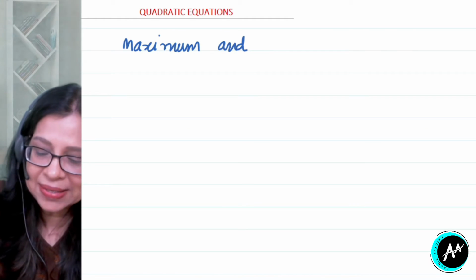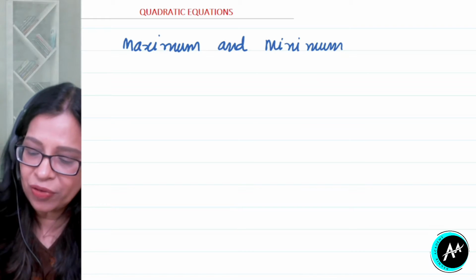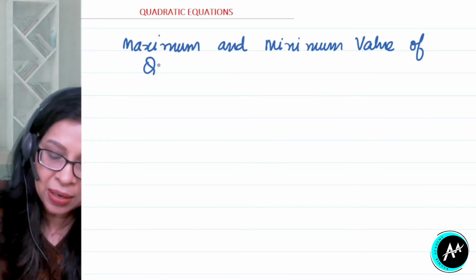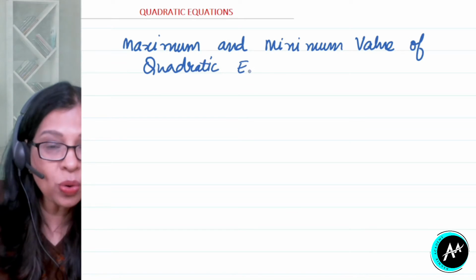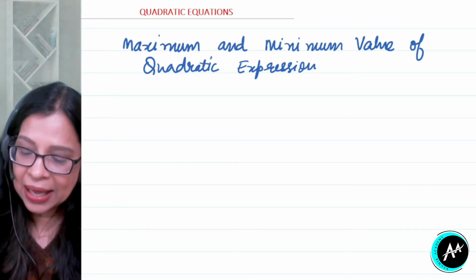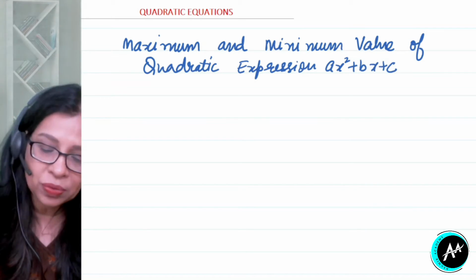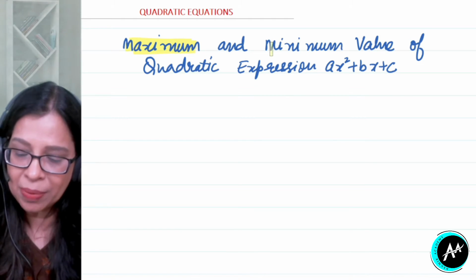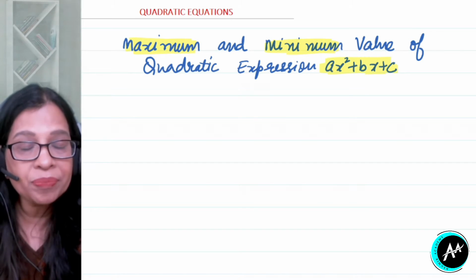Alright, so maximum and minimum value of a quadratic expression. Is it okay? Now which quadratic expression? The standard one which we take, that is ax square plus bx plus c. So this will be the first thing that we are going to do today, the maximum and minimum value of this quadratic expression. Now how do we do it?